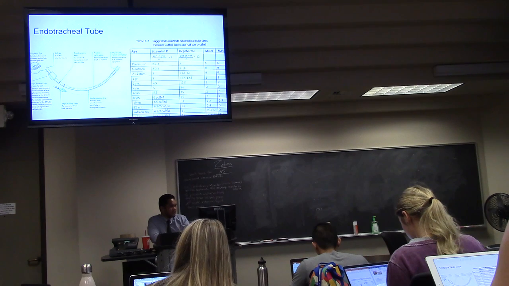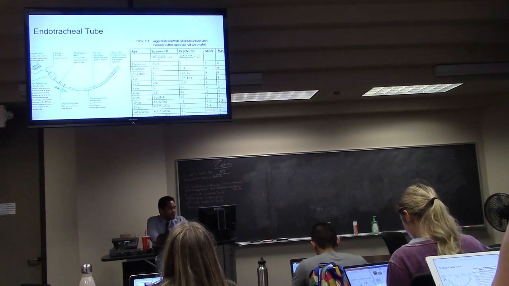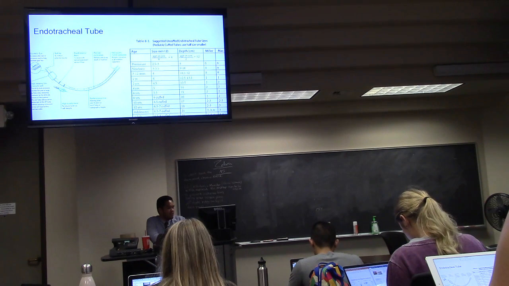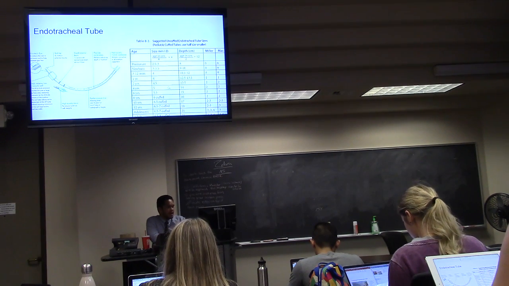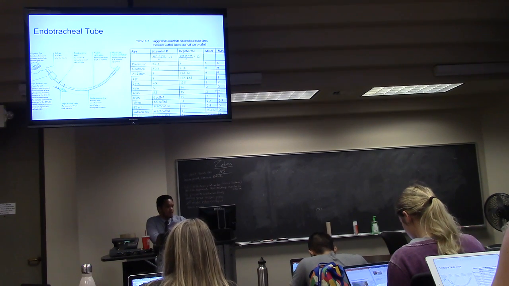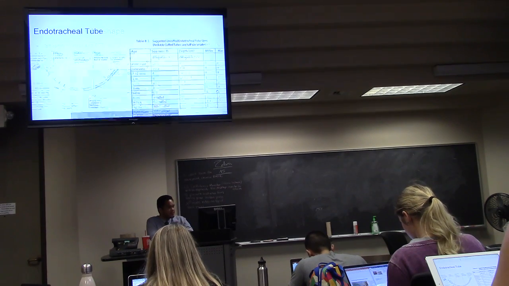And the most common size that we would use in females is about 7 to 7.5 millimeters, and in males, 7.5 to 8. And I added a chart in here just in case you've got a pediatric patient. There are different sizes. And this chart is useful because it also shows you the laryngoscope sizes that you can use.